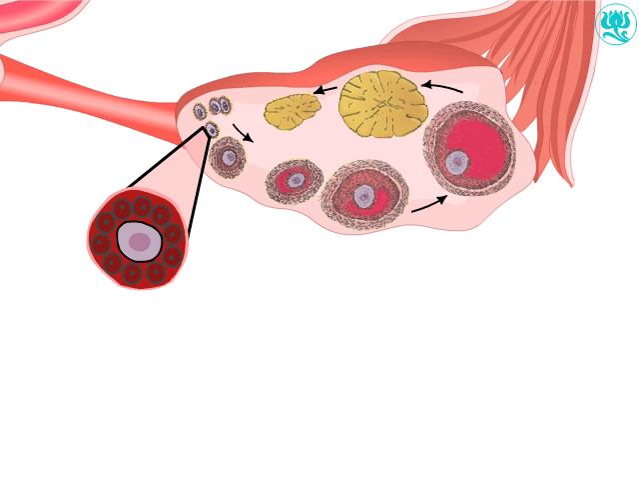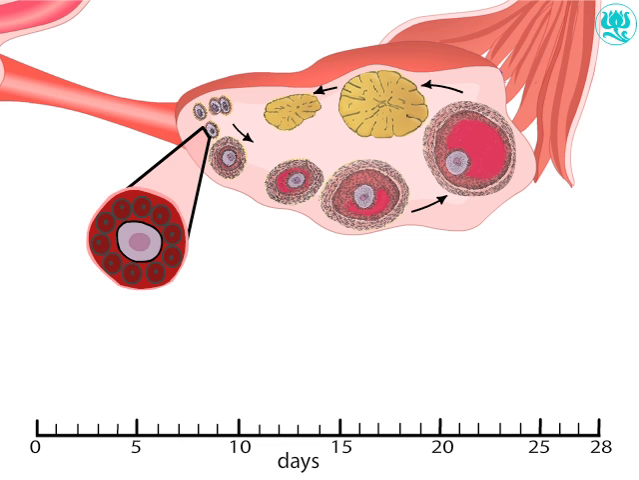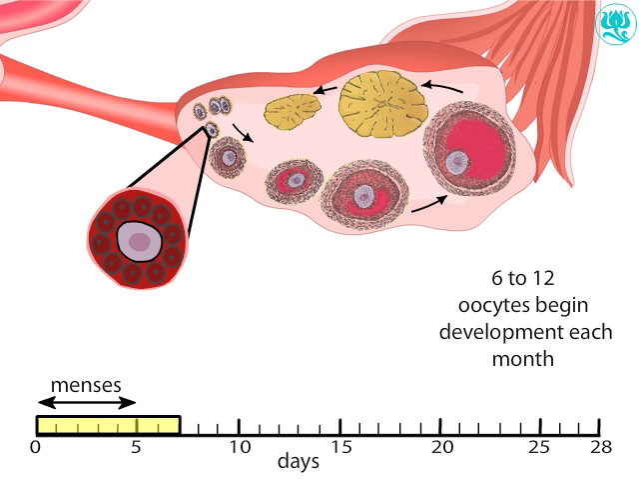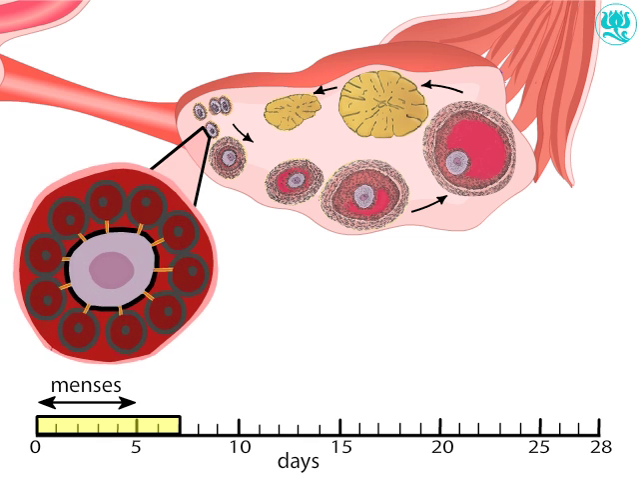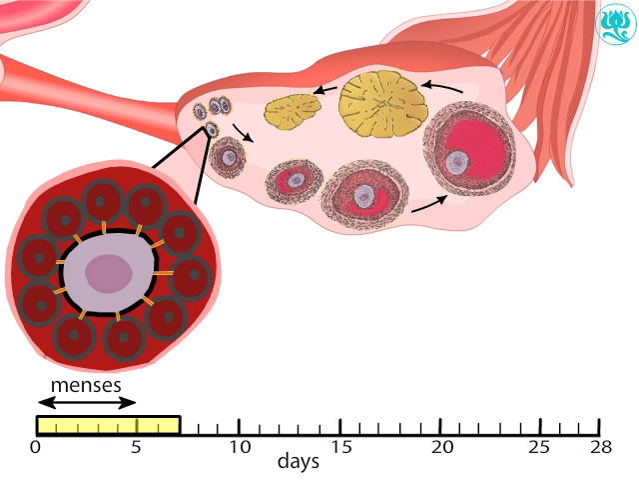An ovarian cycle lasts about 28 days, beginning at the first day of menstruation, or menses. During the first 7 days of the cycle, 6 to 12 primary oocytes begin to mature. As the follicles develop, the follicle cells communicate with oocytes and pass them nutrients through pores called gap junctions.